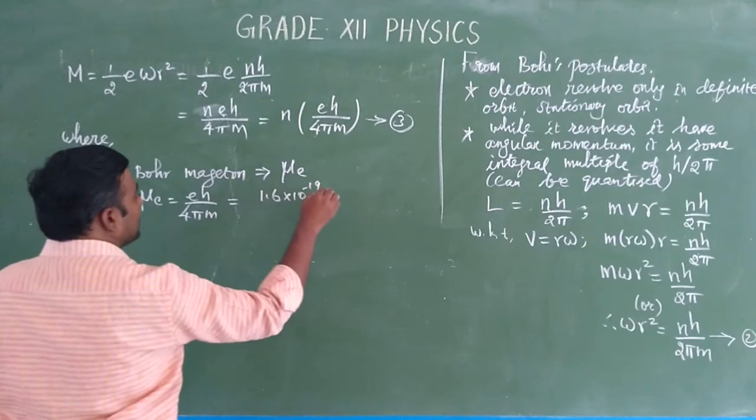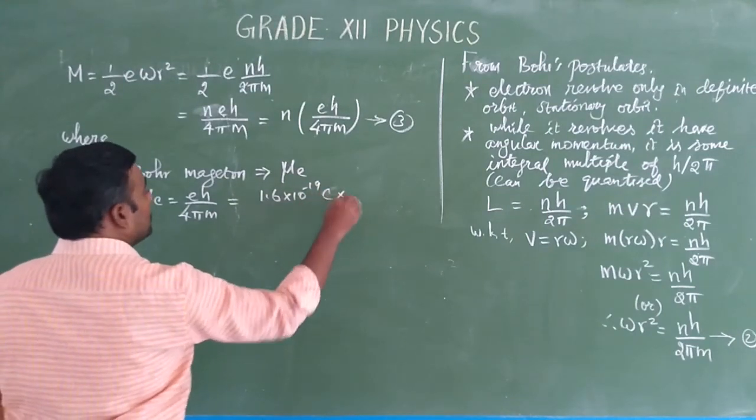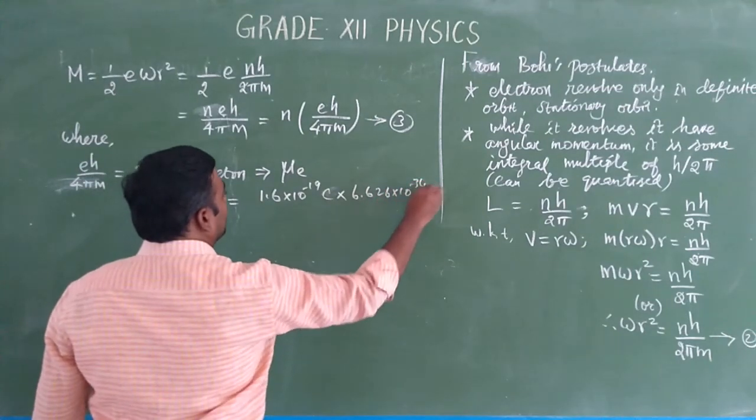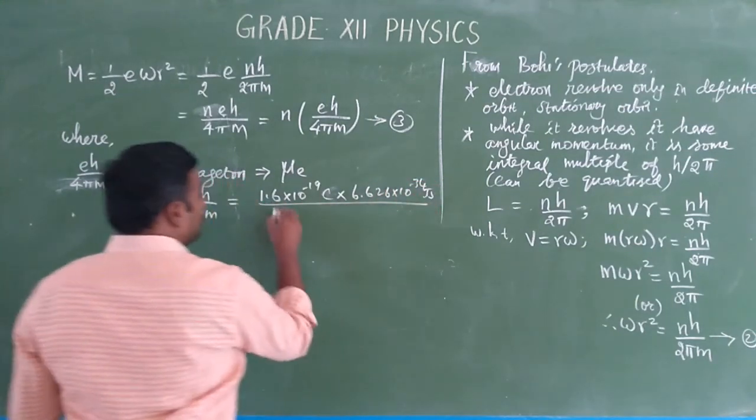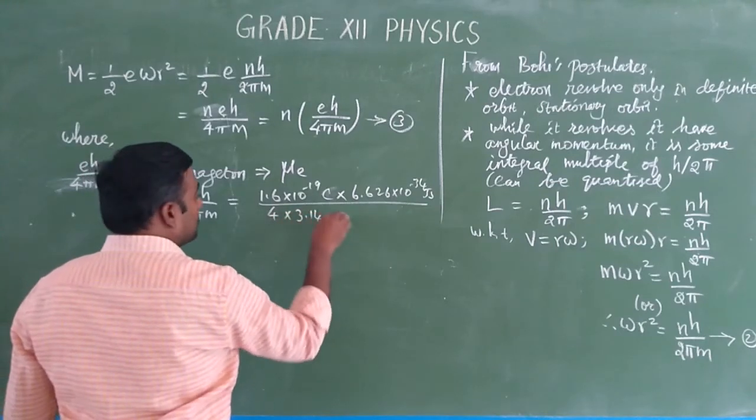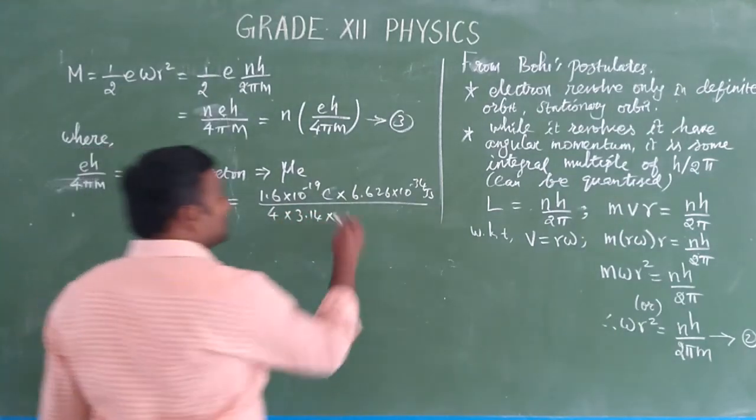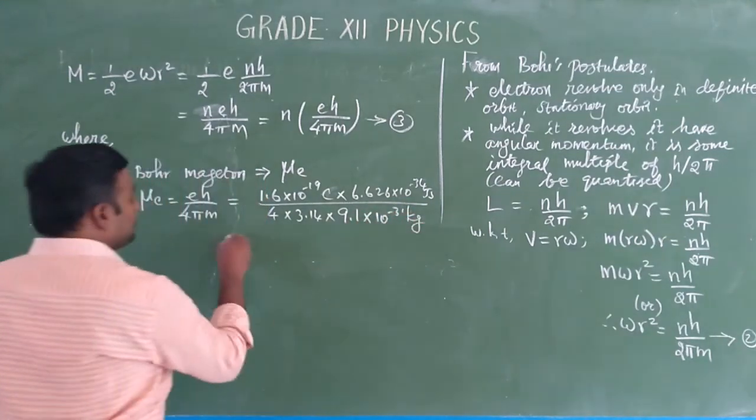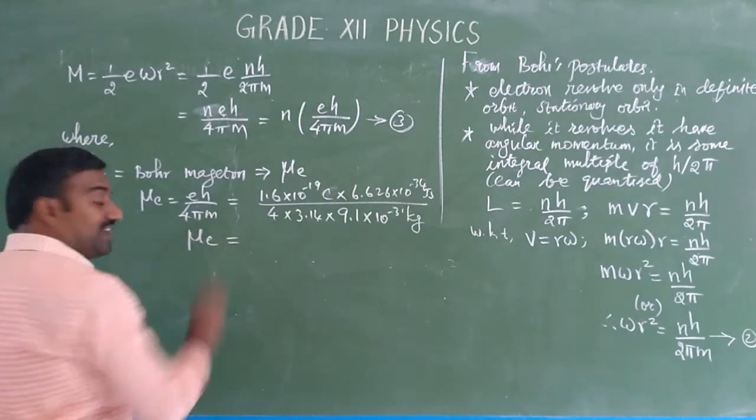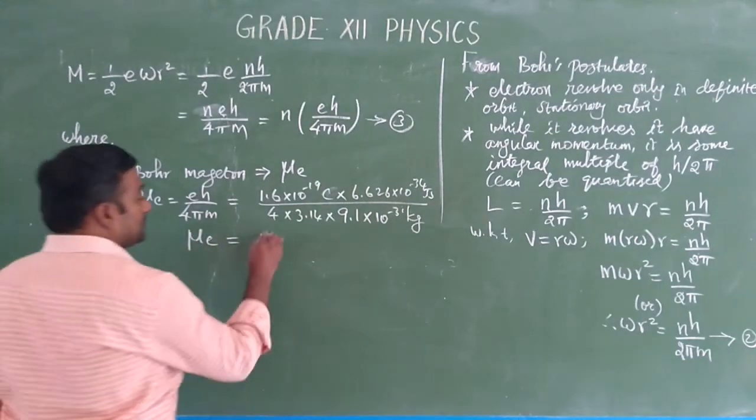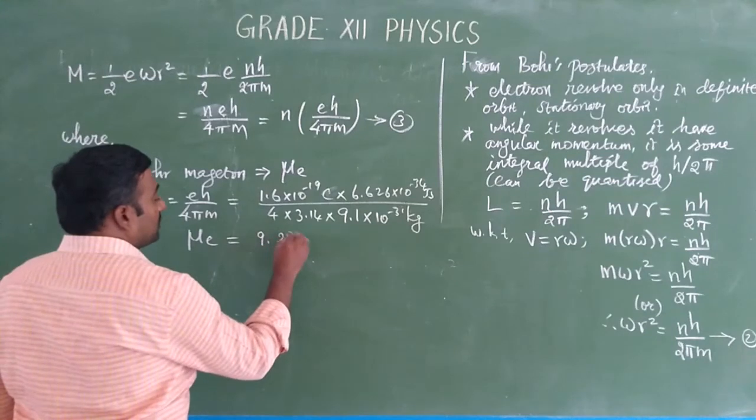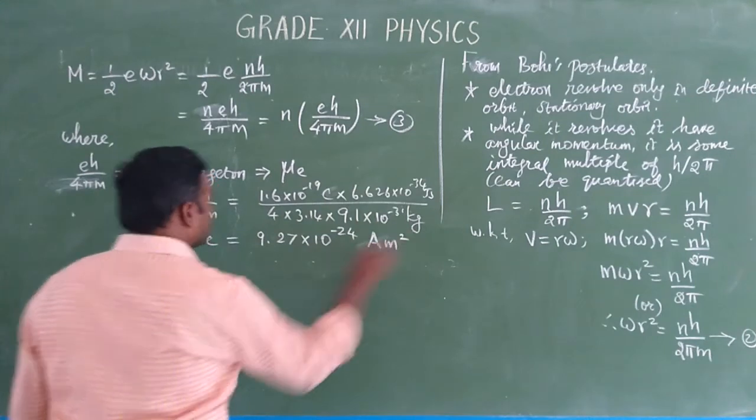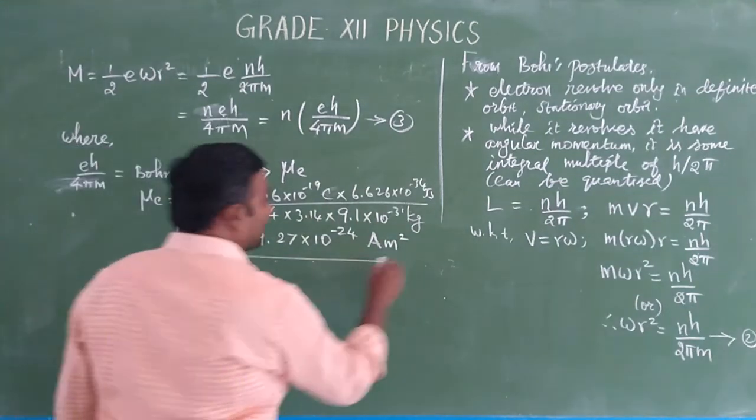1.6 into 10 to the power minus 19 coulomb, into Planck's constant value, 6.626 into 10 to the power minus 34 joule second, divided by 4 into 3.14 into the mass of an electron. The electron mass is always constant, that is 9.1 into 10 to the power minus 31 kilogram. After simplifying all this, the Bohr magneton value of a revolving electron is equal to 9.27 into 10 to the power minus 24 ampere meter square. So this is the value of Bohr magneton.